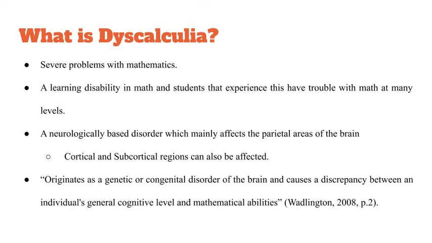Dyscalculia is a learning disability where the child struggles to understand mathematical concepts. It is a learning disability where students who experience it have trouble with math at many levels. The child might struggle to understand concepts of greater and lesser than, before and after. Other children might struggle with concepts like addition, carry forward, subtraction, multiplication, division, word problems, or remembering their timetables. Dyscalculia is a neurologically based disorder which mainly affects the parietal areas of the brain. However, the cortical and subcortical regions can also be affected.